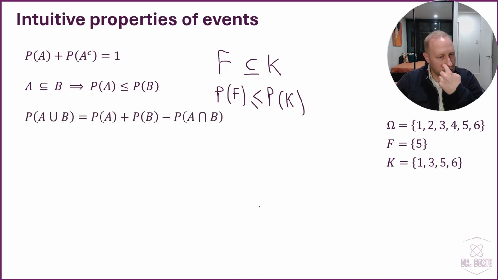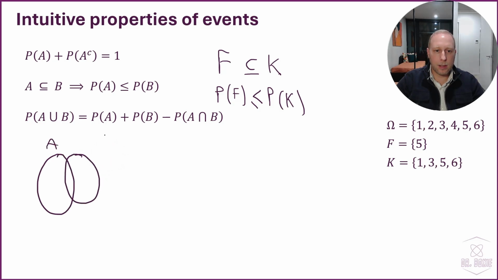Finally, another property is that the probability of A or B is equal to the probability of A plus the probability of B minus the probability of A and B. And to understand this, let us look at the graphical representation of this. So whatever A and B are, A or B is all of this.